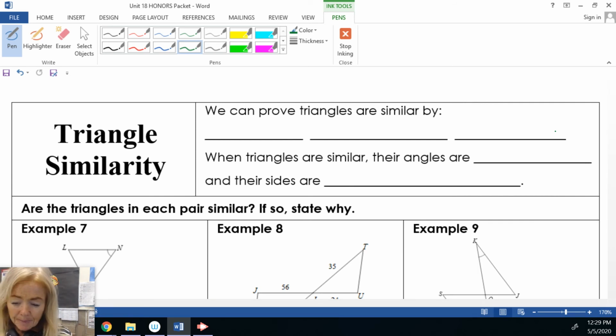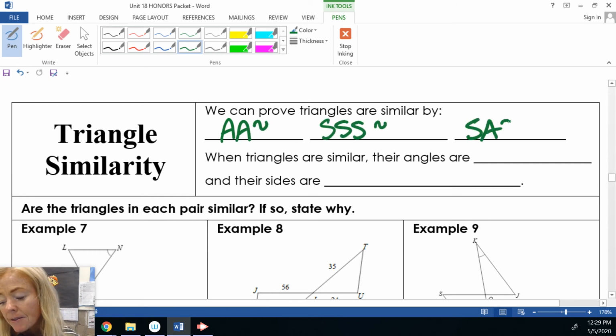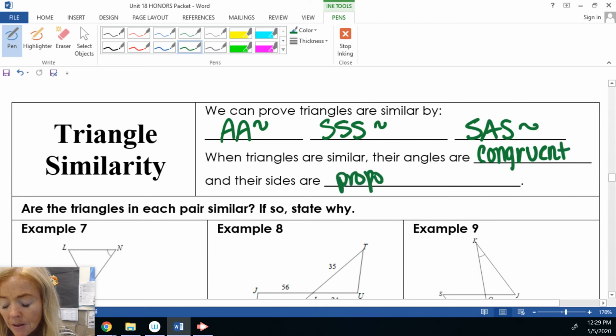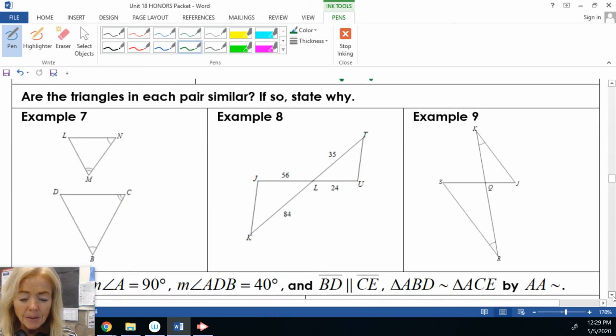All right, triangle similarity. Now we're going to look at these ratios according to triangle similarity. Remember that we can prove triangles are similar by angle similarity, side similarity, and side-angle-side similarity. Those are our 3 theorems that allow us to show that triangles are similar. If they're similar, remember that their angles are congruent and their sides are proportional. So we're going to just remember that from the last unit. That was very important. Are these similar, and if so, state why.